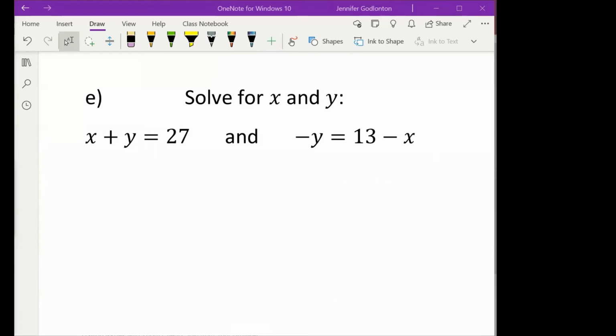So you can decide what you're wanting to do with this. If you wanted this to be a positive y, you could divide everything by a -1. So then y would be -13 plus x. You could do it that way. Or you could just move that x to the side and that y to that side. It depends on which method you're wanting to use. But you can manipulate the equation so that it looks the way you're wanting it to look, is what I'm trying to say. Okay, thank you, ma'am. Sure.